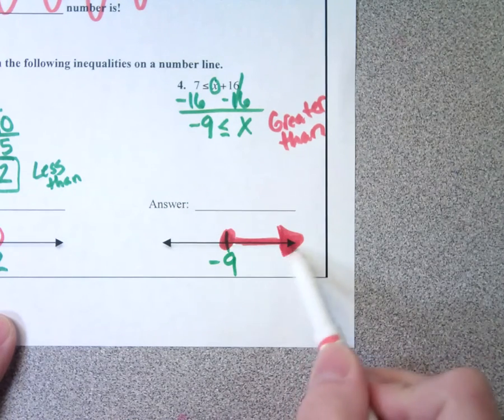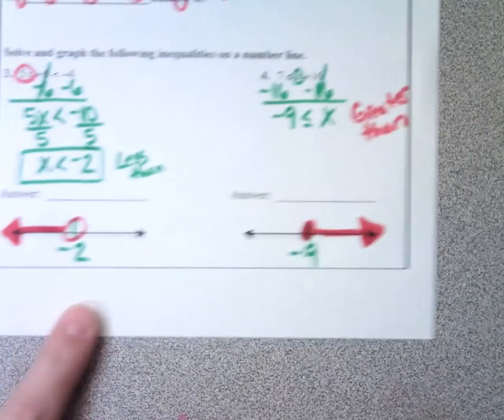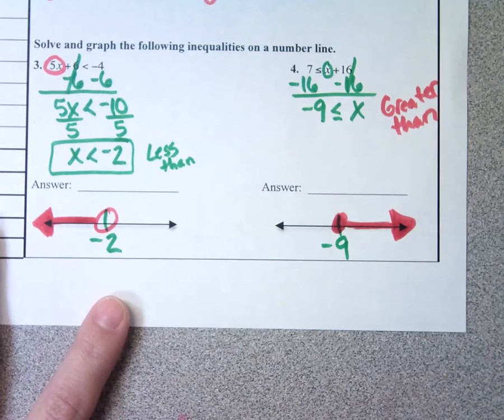So it's all about what's facing your variable. If the big mouth faces it, greater than. If the pointed end faces it, less than. Okay, let's flip.